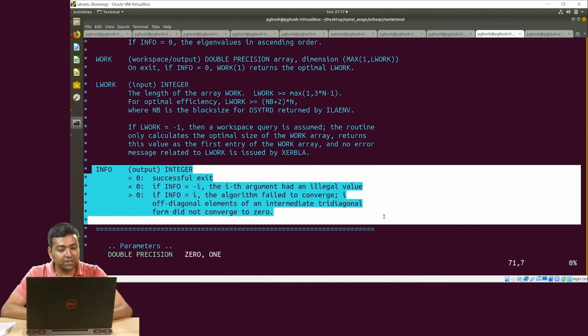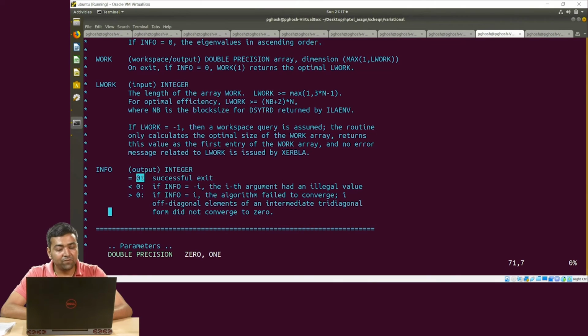Through this info the code conveys the following message. If the value of info is equal to 0, then it has successfully diagonalized the matrix. If it is less than 0, that is, if it returns a negative number, suppose it returns -5, what it would mean is that the fifth argument had an illegal value.